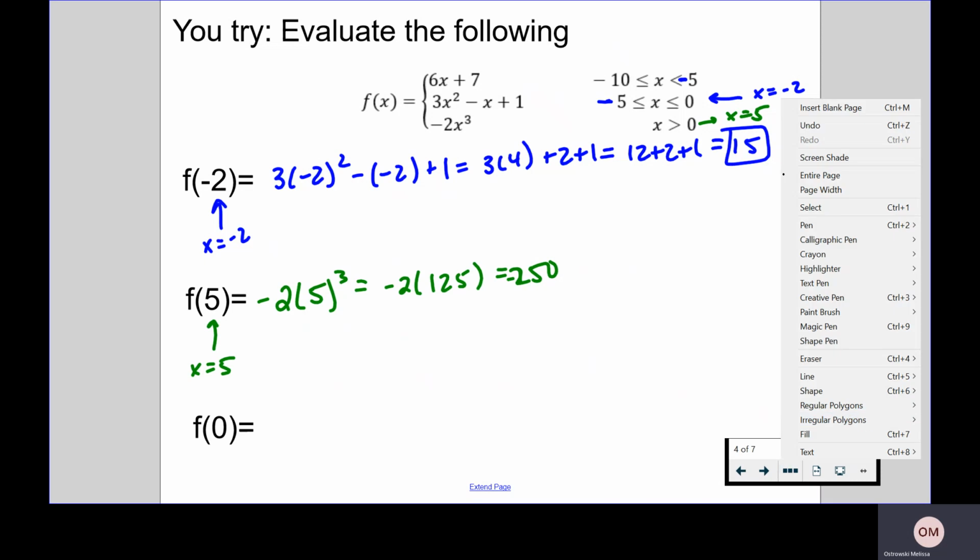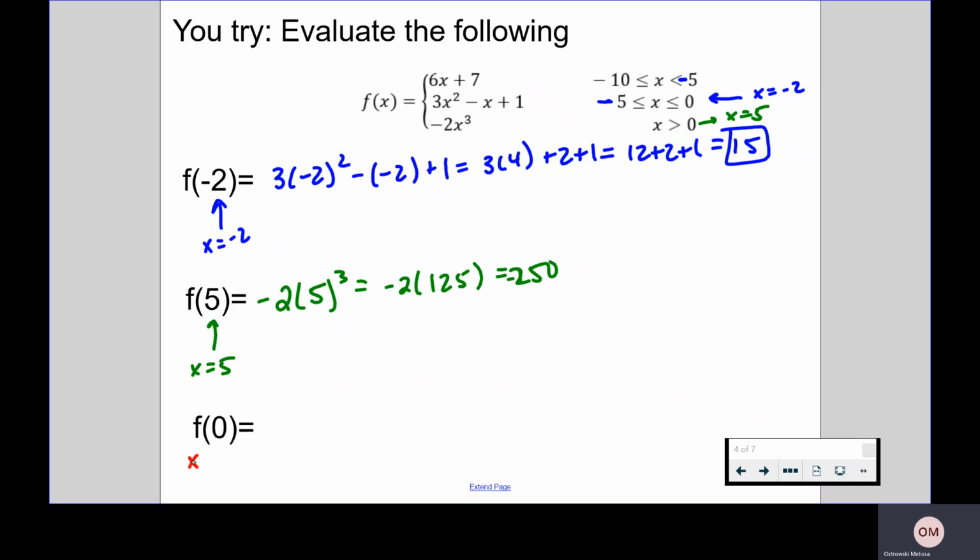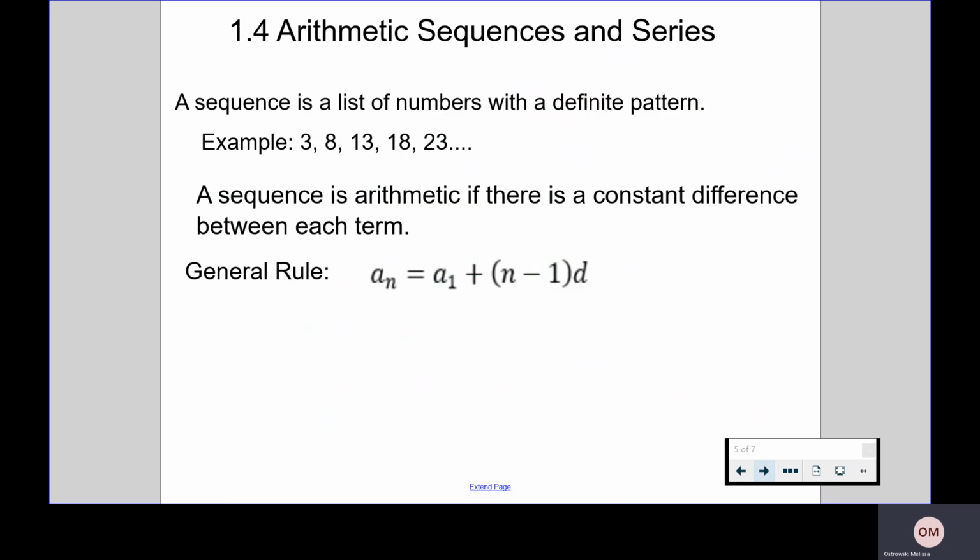x equals 0 would fall in right here also. So I'll use that function, which is 3 times 0 squared minus 0 plus 1. So I'll just get 1. I know I went fast there. Pause it, try it yourself. This would have been where I stopped and let you guys practice on that.